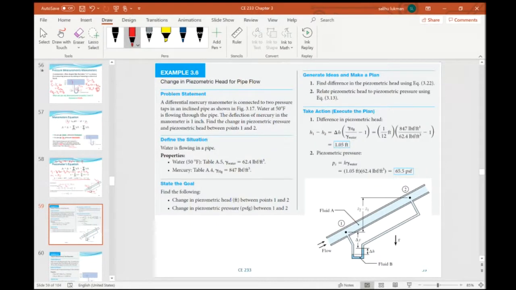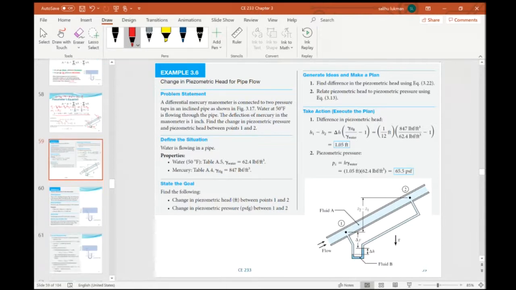Okay, so we were about to take this example when I realized that I jumped some previous slides. So this is the example that I was about to take. It is about the piezometric head for pipe flow. You have a differential mercury manometer connected to two pressure taps in an inclined pipe, and you have water flowing through the pipe.